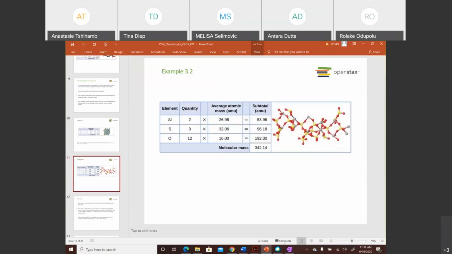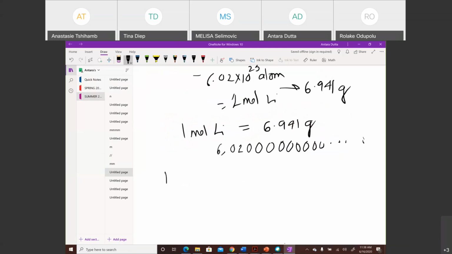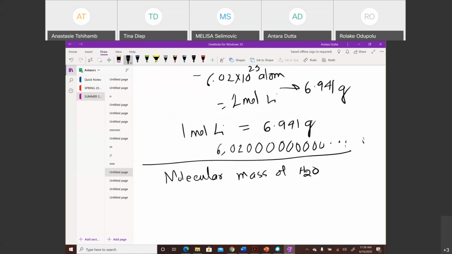So can I ask you to calculate the molar mass or the molecular mass of water? What is the molecular mass of water?